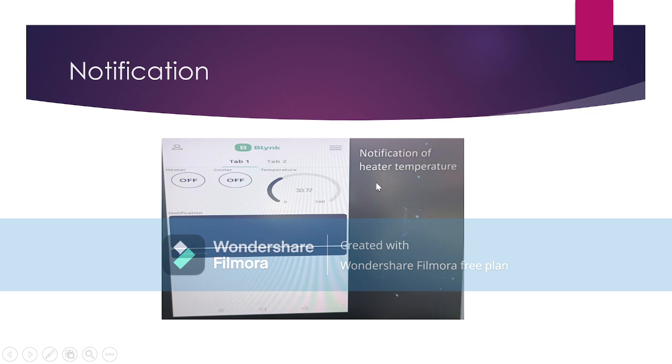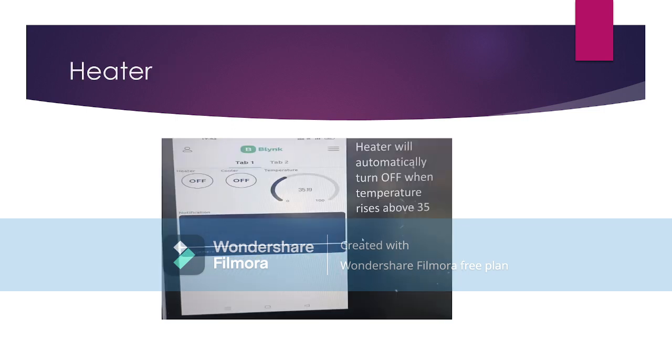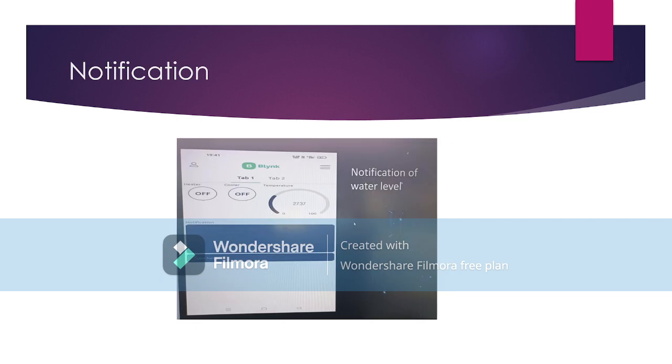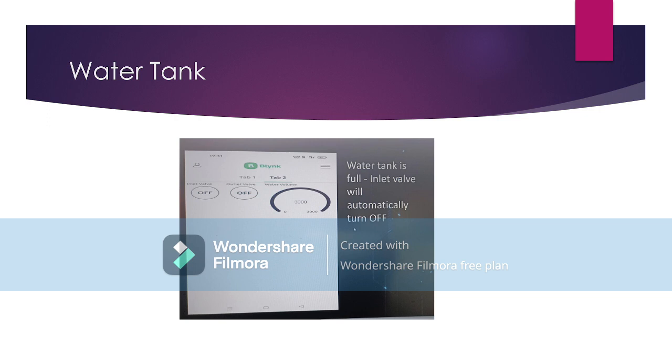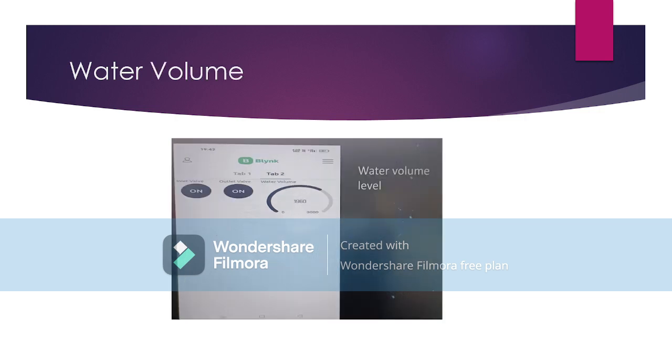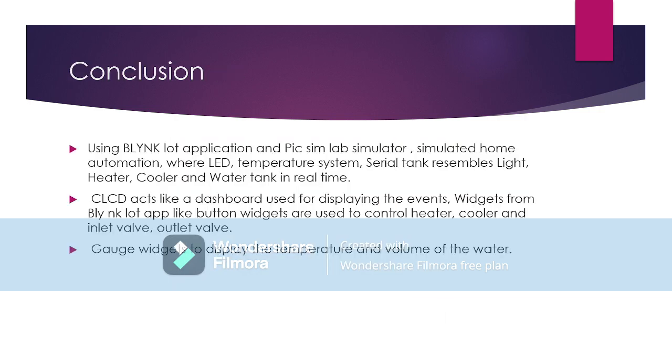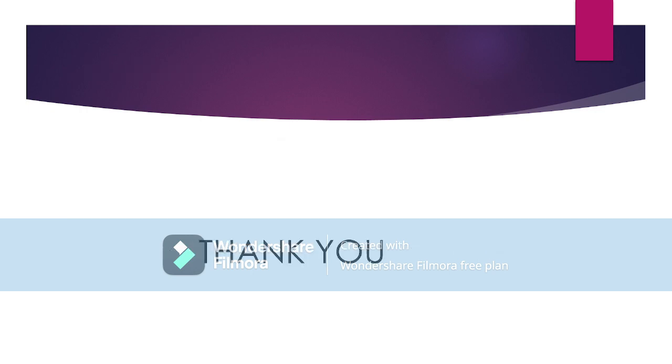These are the screenshots of the mobile. In the Blink app, here we can see notifications of temperature and water level of the tank. Notification of heater temperature: the heater will automatically turn off when the temperature rises above 35. Notification of water level: the water tank is full. The inlet valve will automatically turn off. Water volume level. This is the conclusion, and finally, thank you.